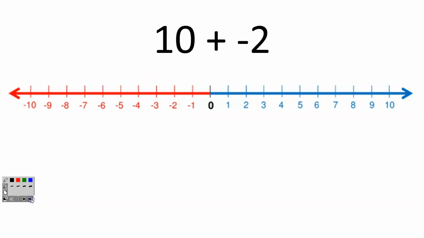Okay, so again, I'll just do the next one to kind of practice with you. So 10 plus the -2, so that means I'm going to start at 0, and I'm going to go 10 in the positive direction. 1, 2, 3, 4, 5, 6, 7, 8, 9, 10.